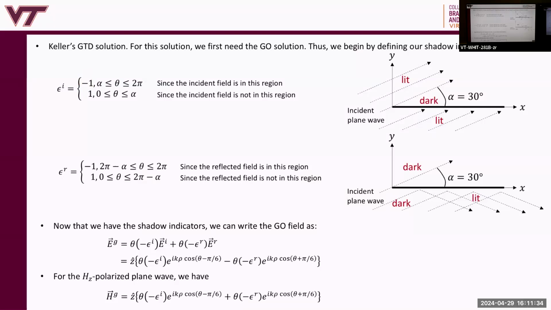Or epsilon incident. For the reflected field, the first reflected ray comes off the edge like that. Let me draw it more correctly here. So you go here like that. And therefore, this is all lit, and this is all dark, right? And of course, everything above is dark. All right. So now we know our shadow indicators, and we can use our step functions to define where the incident electric field is and where the reflected electric field is. So the incident electric field will be e to the ik rho cosine theta minus pi over 6. The reflected electric field is theta plus pi over 6, and it has a minus sign here, right?